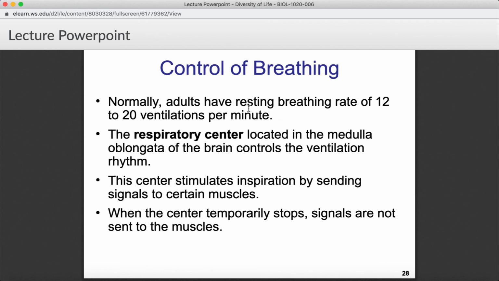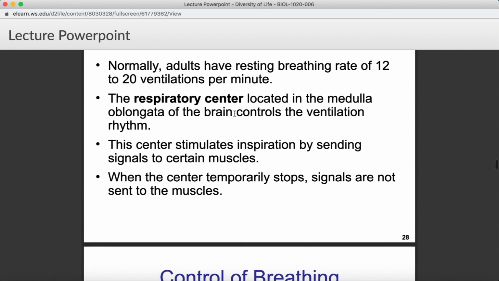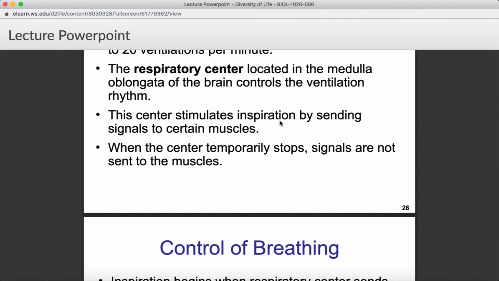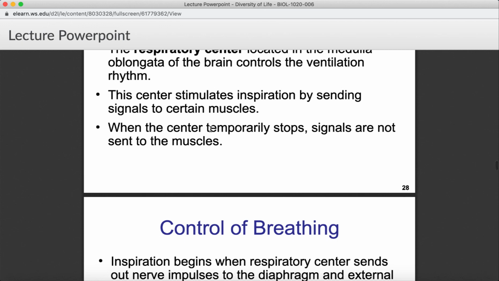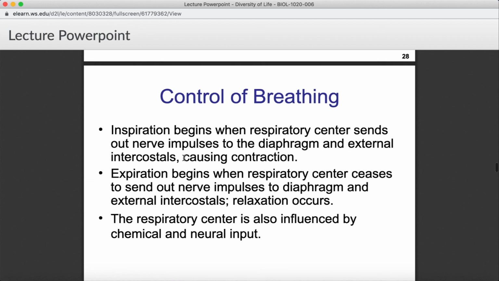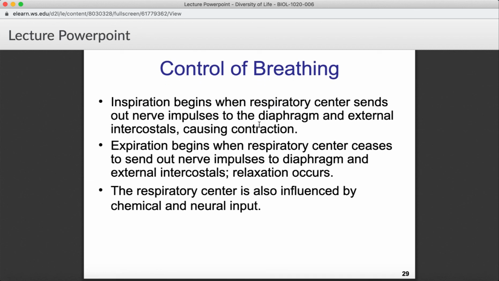Generally, adults have a resting rate of 12 to 20 ventilations per minute. Respiratory centers are located in the medulla oblongata and control ventilation rhythm by sending signals to particular muscles, like your intercostal muscles and diaphragm and other muscles of respiration. When the center stops, then signals are not sent to the muscles. We do have a limited amount of manual control over breathing as well, but eventually you will breathe if you try to hold your breath.